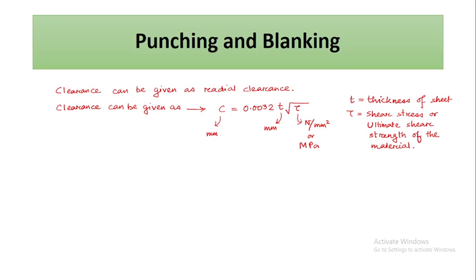So in this way you can find out the clearance that will be needed. If in any problem the thickness and the shear stress are given, then you can easily find out what the clearance will be. And in any problem, if the thickness and the shear stress are not provided, and the radial clearance is given directly, then you can directly put that value.